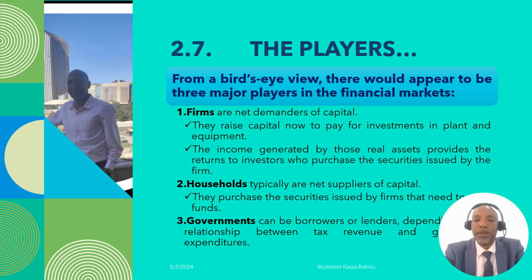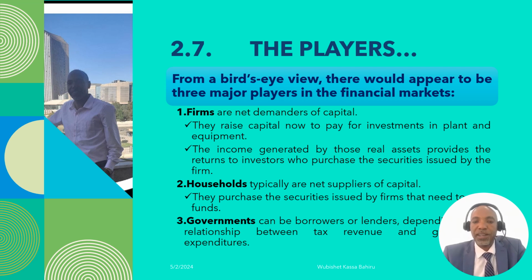The other is the household. Households are typically the net suppliers of the capital. Households are the savers, or the net suppliers of the capital. So they purchase the securities issued by the firms that need to fund their activities, expecting the future return from the securities.